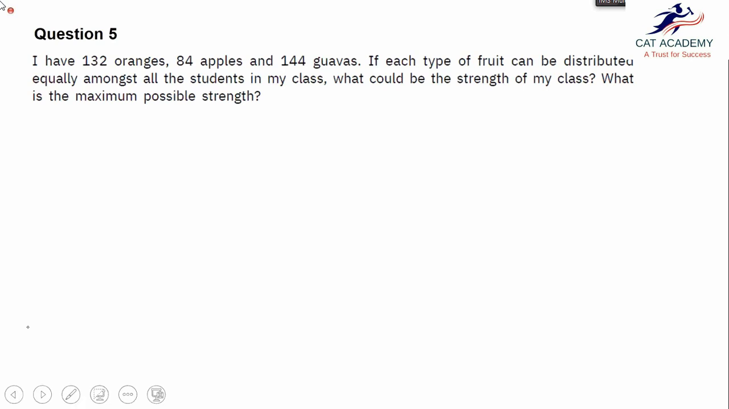So what is my HCF? HCF over here comes out to be 12. So 12 becomes my maximum possible class strength. And what could be my class strength? All the factors of 12 are common factors. So that's 1, 2, 3, 4, 6, 12.